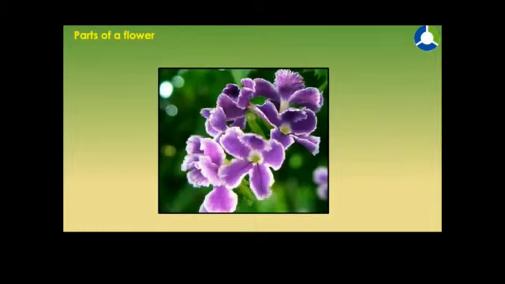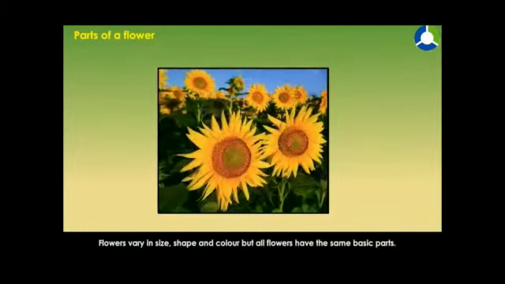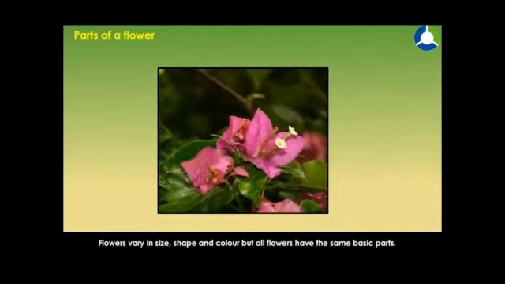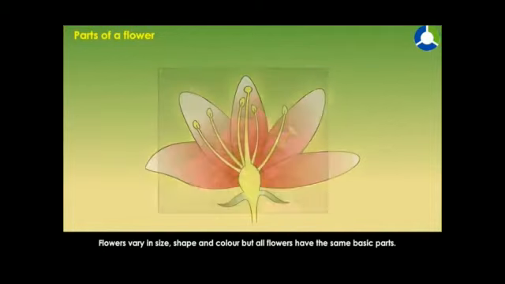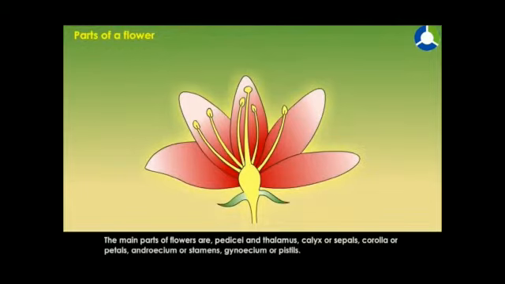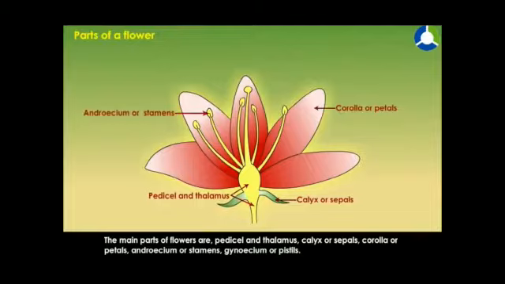Parts of a flower. Flowers vary in size, shape, and color, but all flowers have the same basic parts. The main parts of flowers are pedicel and thalamus, calyx or sepals, corolla or petals, androecium or stamens, gynecium or pistils.